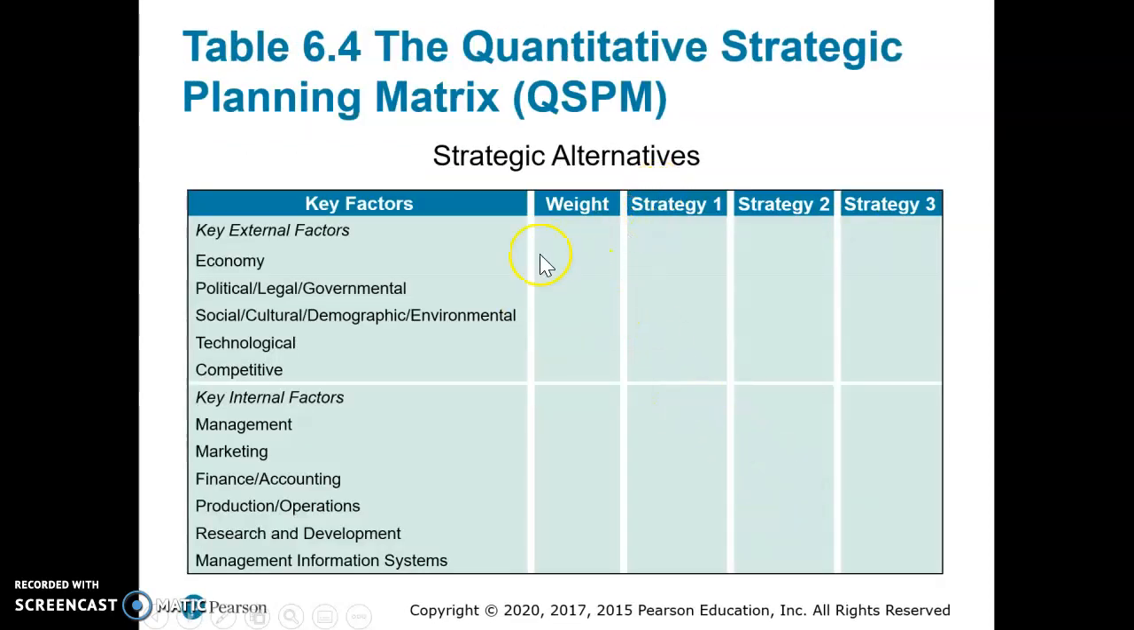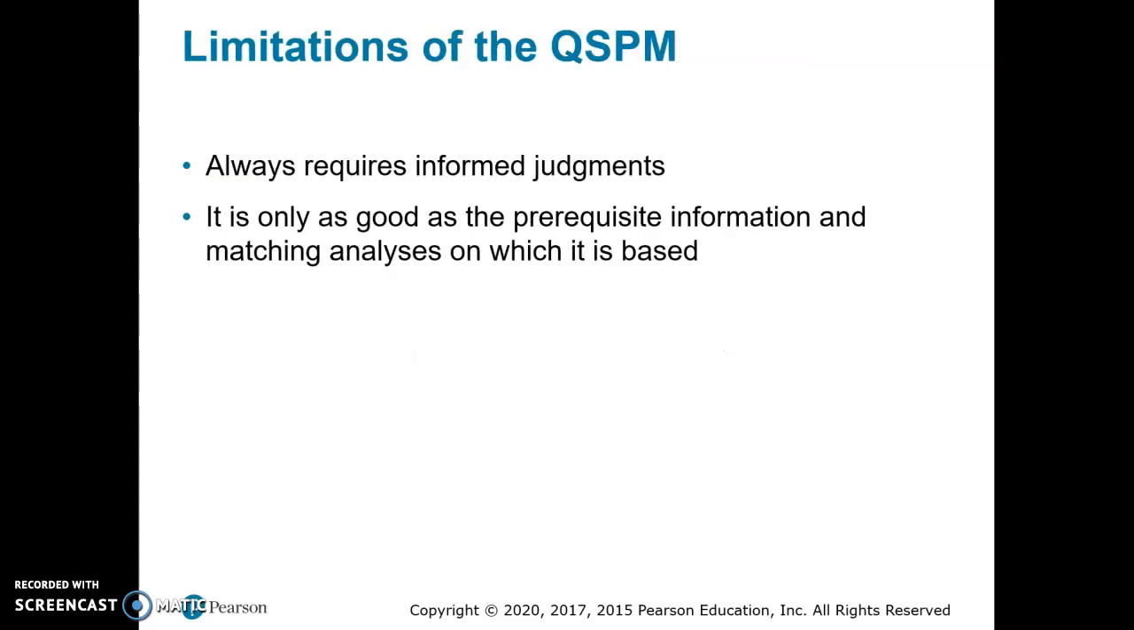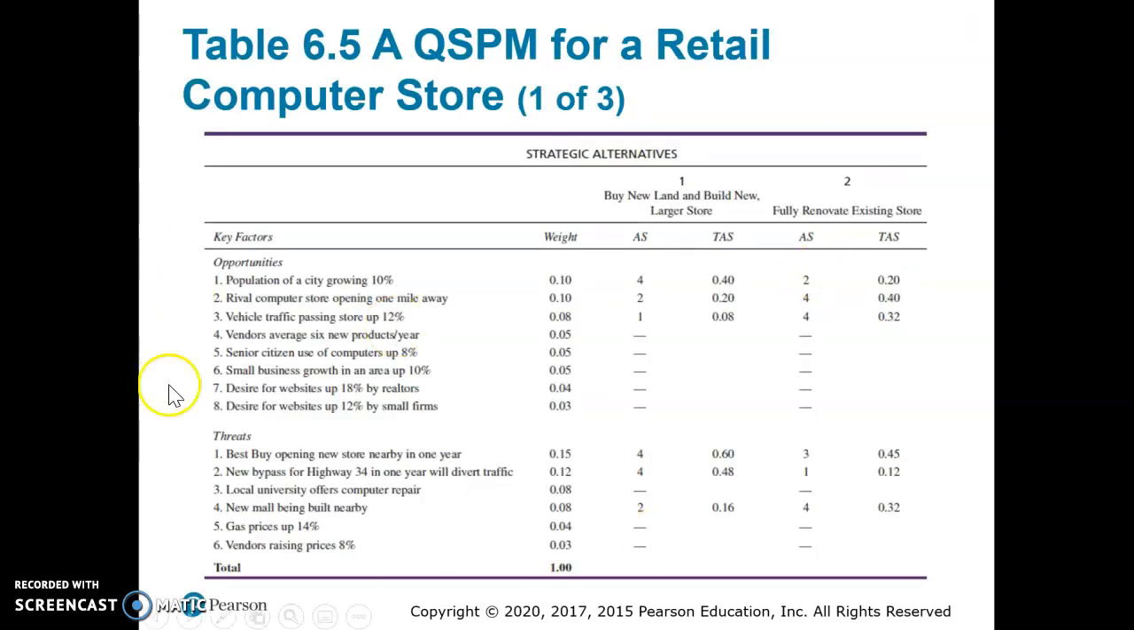Okay, and then we have our strategy 1, strategy 2, and strategy 3, okay, or 4 or 5 or however many. So first, we're examining our sets of strategies sequentially or simultaneously. And so we're looking at external and internal factors that we need to consider for the decision-making process. And this can be used for small or large or nonprofit companies and organizations. All right, it does require informed judgments, and it's only as good as the information you put in. So garbage in, garbage out, right? If it's good input, you have a good result. So let's look at how this is done.